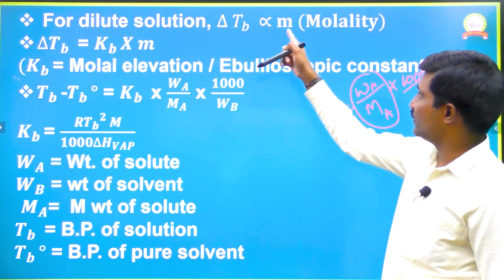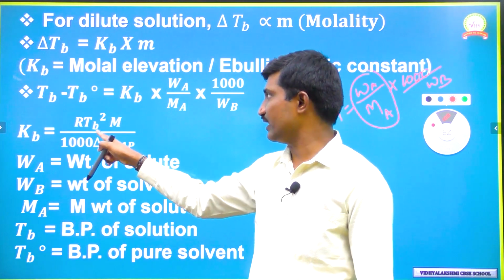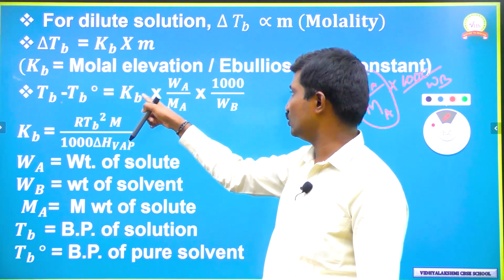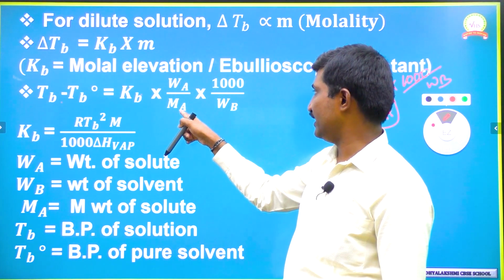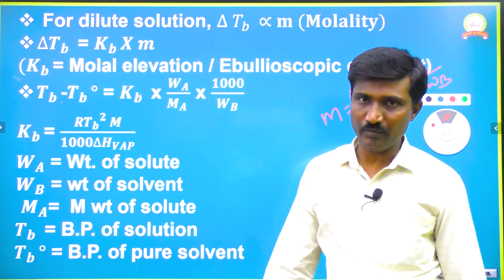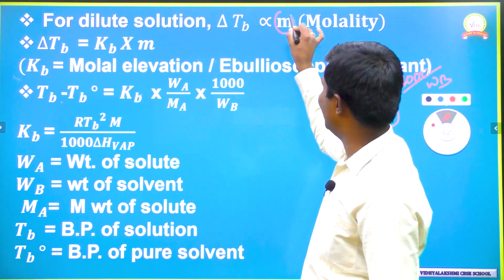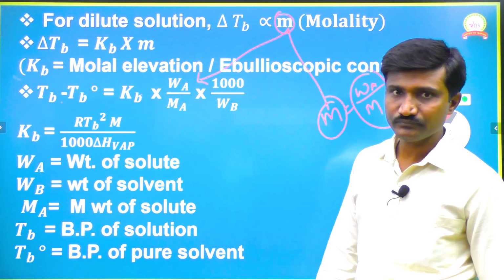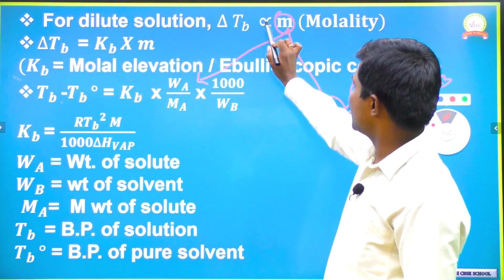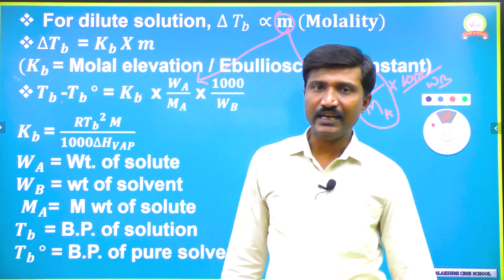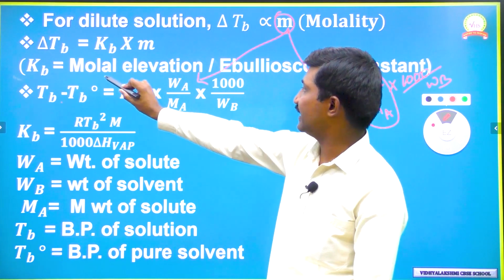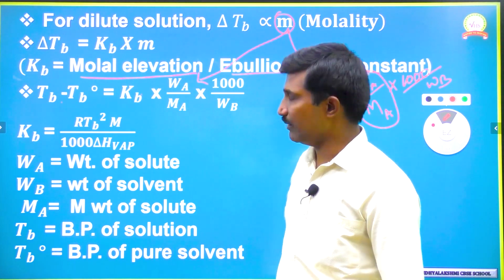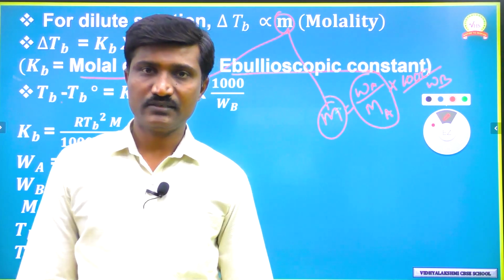If we substitute that equation, then delta TB, which is TB minus T naught B, equals KB into WA by MA into 1000 by WB. In place of m I am writing this. If we remove the proportionality, we get a constant value. That constant is called the molar elevation constant or ebullioscopic constant.